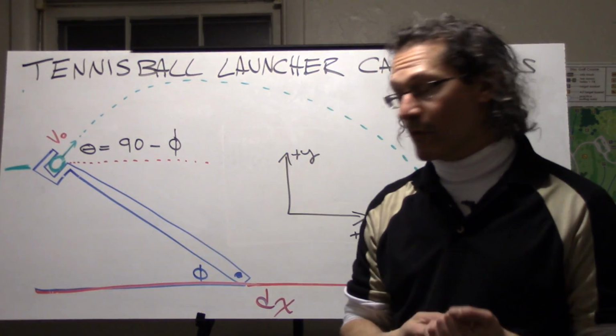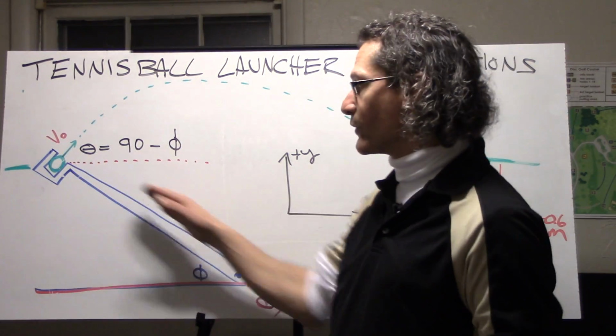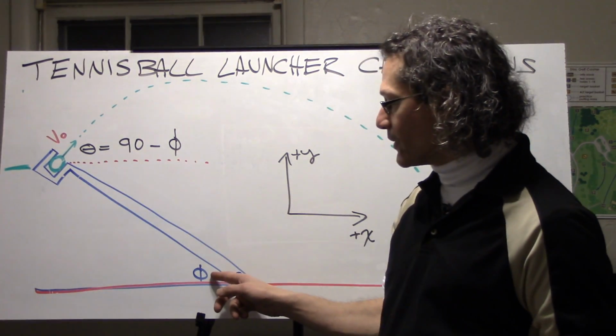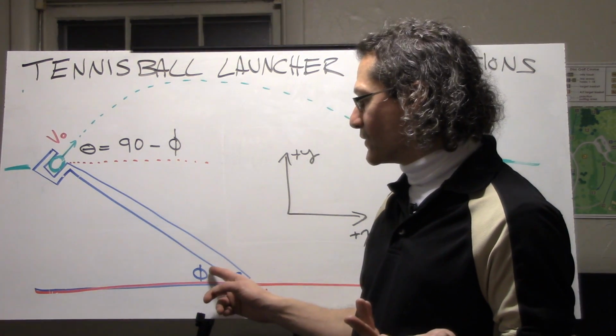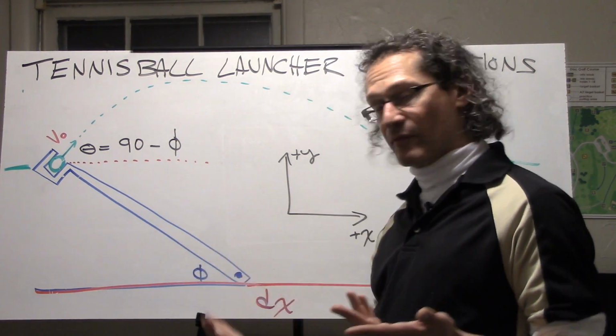One thing I wanted to note is that in this case over here, this is a straight line, and there's an angle relative to the horizontal. I call this phi. This is another Greek letter. It looks like theta, except it's got a vertical line in it.